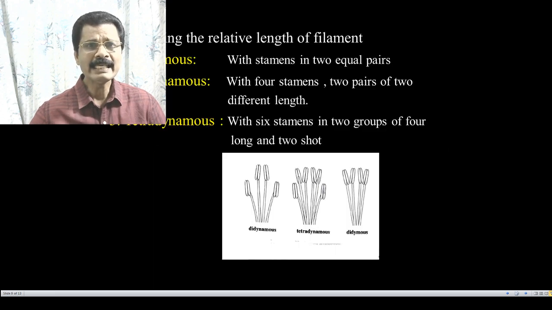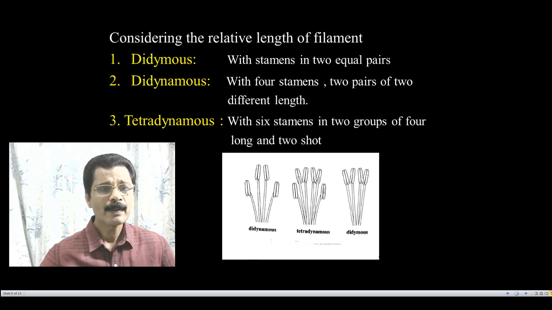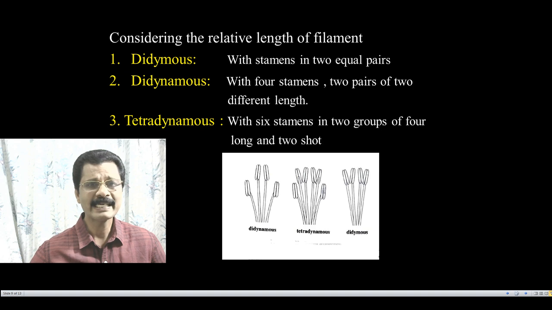Then, considering the relative length of filament, we can classify the stamens. One is called a didymous condition, with stamens in two equal pairs. Here you can see didymous condition. All the stamens are of equal size. And another term is didynamous condition. Four stamens are there. Two stamens are longer in size and two stamens are shorter in size.